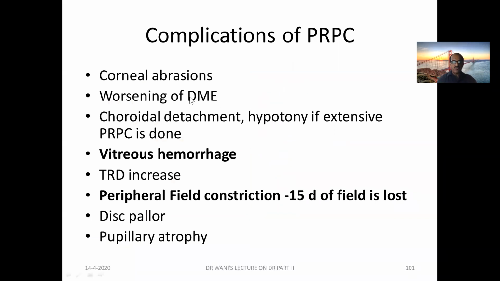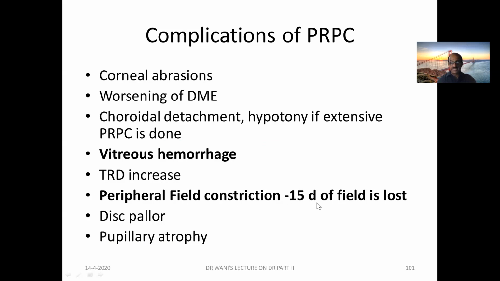Corneal abrasions, worsening of DME. This is very important. The DME can worsen in these patients. You have to caution. Actually, vision may reduce. That's especially true in type 2 diabetes. Choroidal detachment, hypotony: if extensive PRP is done, they may develop choroidal detachment and hypotony. Vitreous hemorrhage can occur because it induces fibrosis. Fibrosis pulls off the retinal vessels. TRD, if there is some TRD there, it may increase because the contraction starts.